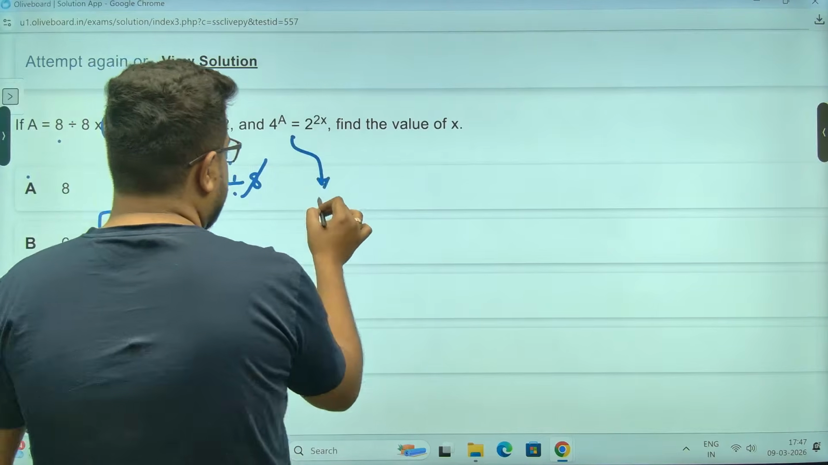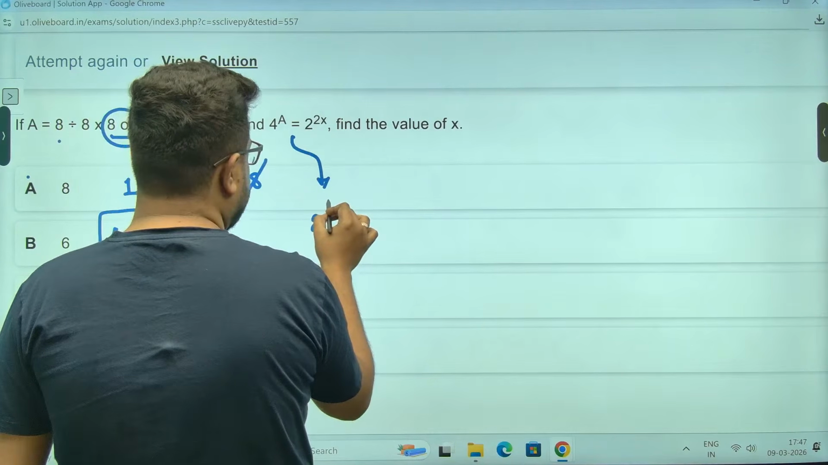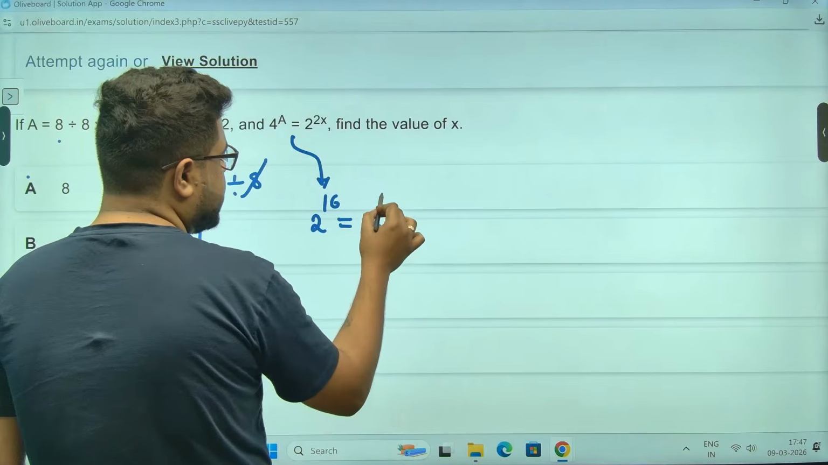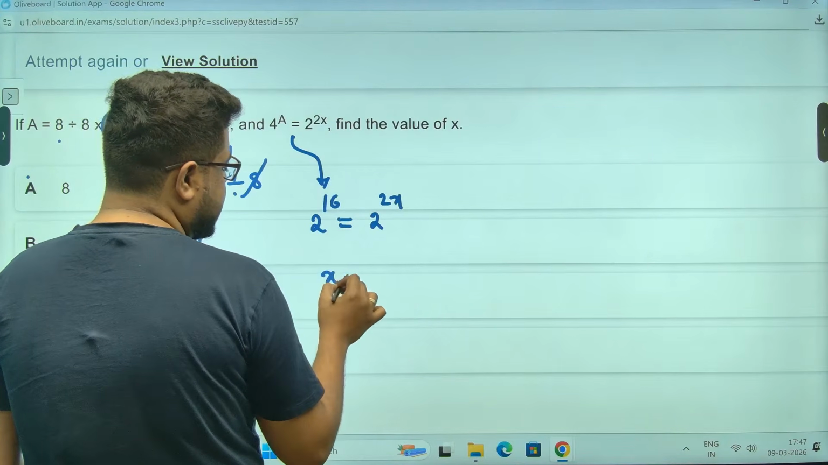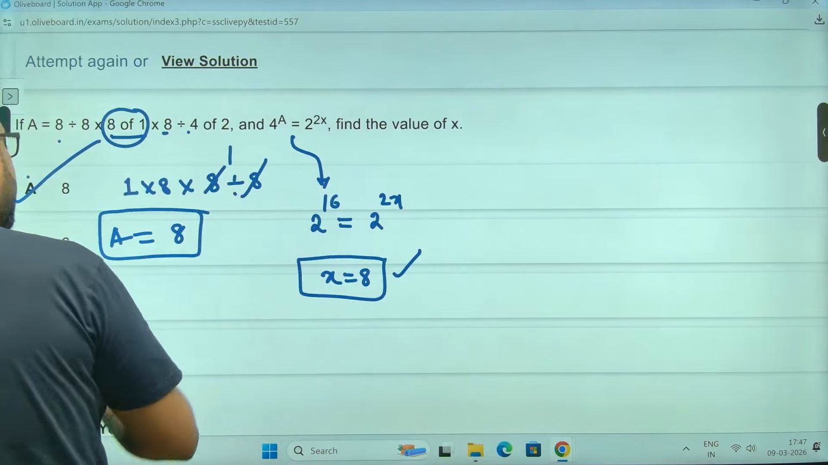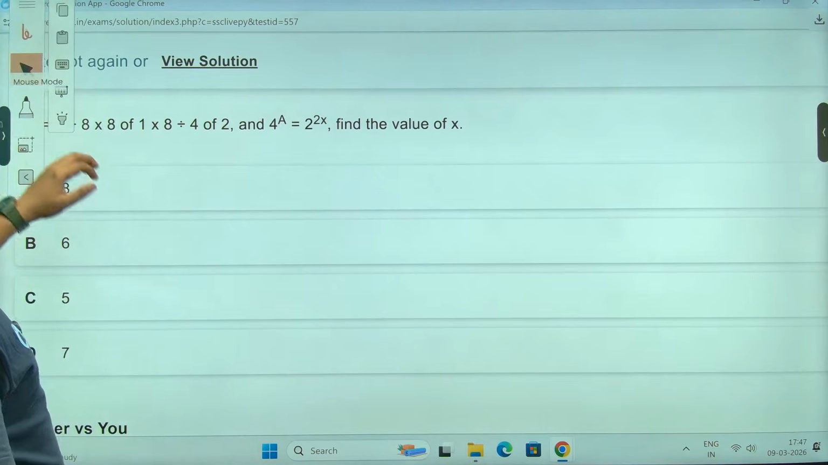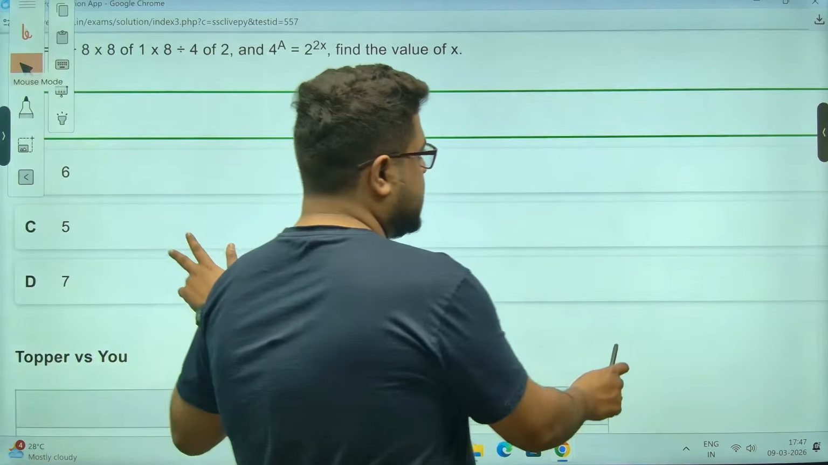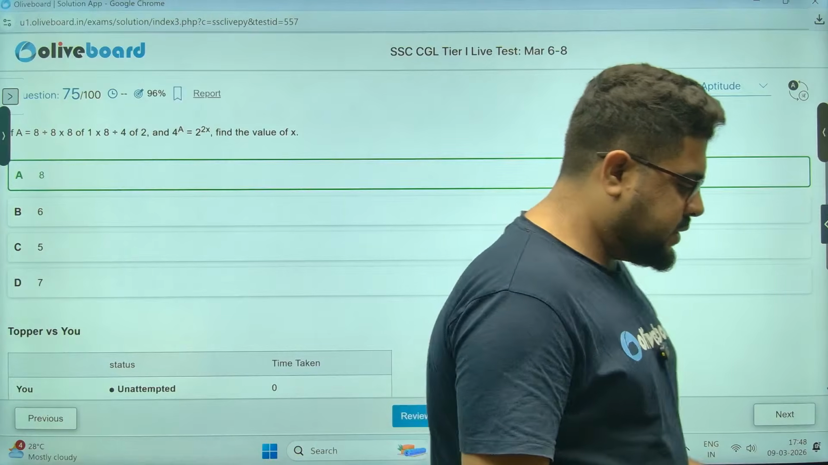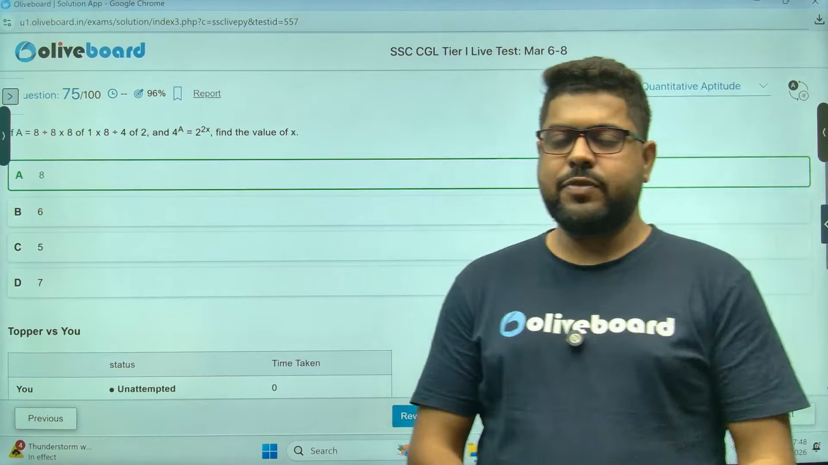4 to the power A means 2 to the power 2A. 2A means 16. That is equal to 2 to the power 2x. So x will be 8. Done. Option number A.